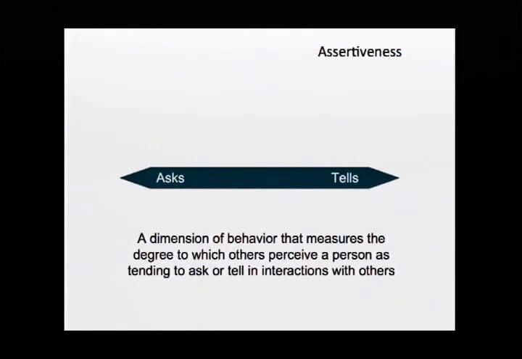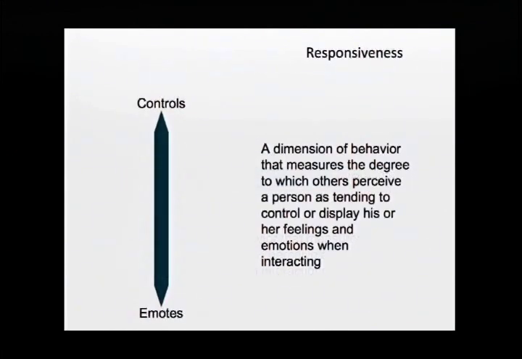The first is the assertiveness scale, and it refers to whether a person tends to ask or tell in their interactions with others. Those who tend to ask more fall on the left side of the scale, and those who tend to be more telling fall on the right half of the scale. The second scale is responsiveness. This scale measures whether a person tends to display his or her emotions and feelings when working with others. The top of the scale is for those who control their emotions, and the bottom end is for those who tend to show their feelings.